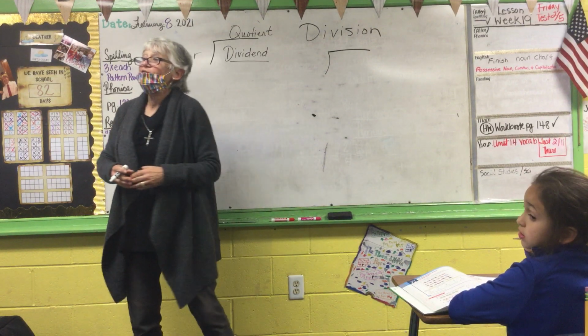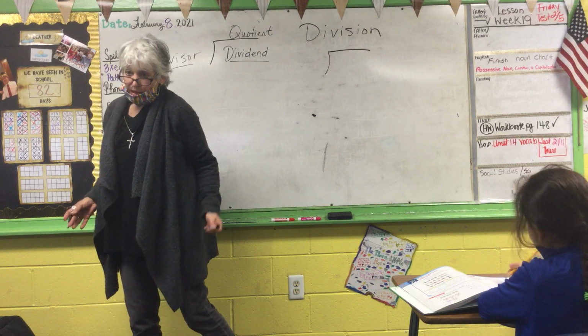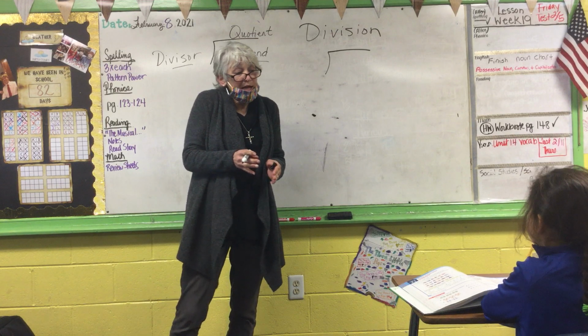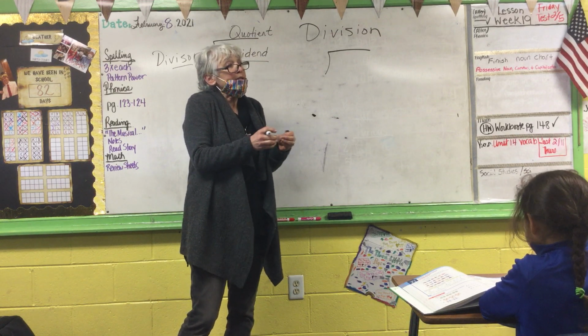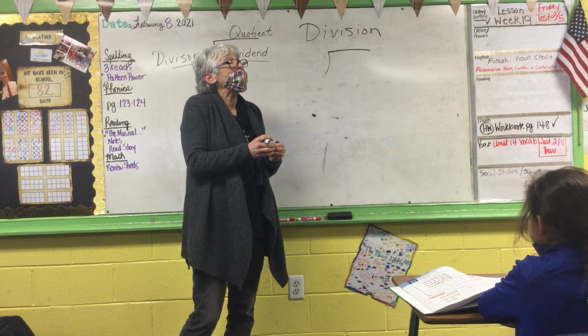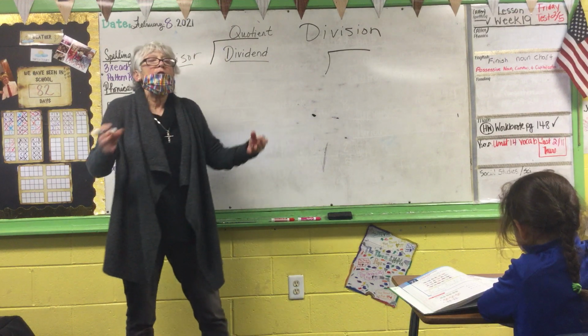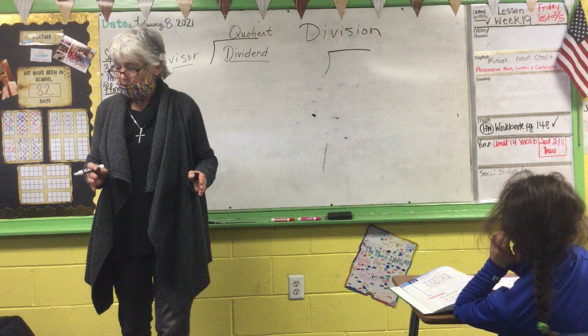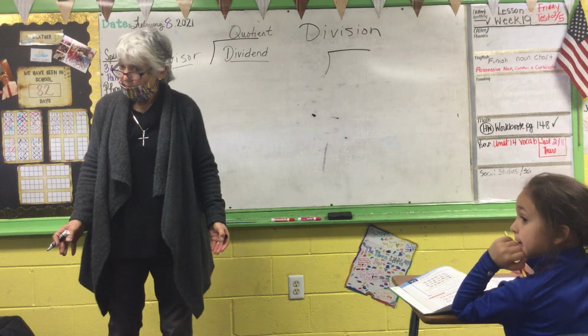Operations in math have opposites. They have same, like multiplication and addition go hand in hand. They go hand in hand. And then they have opposites. So the opposite of multiplication is division. Okay?